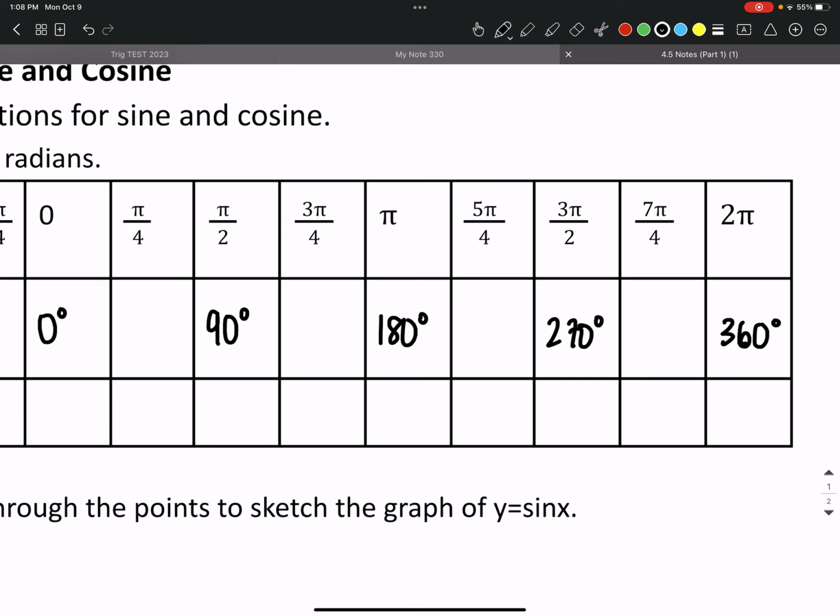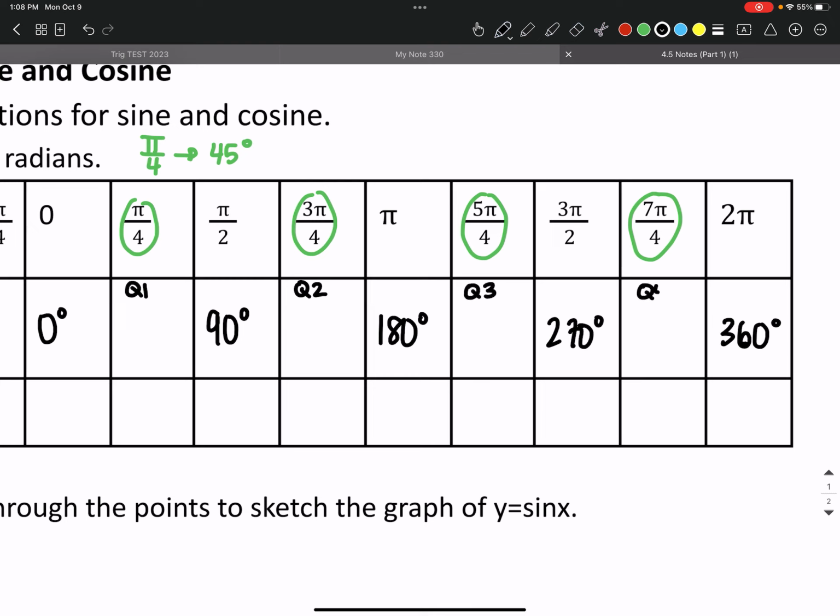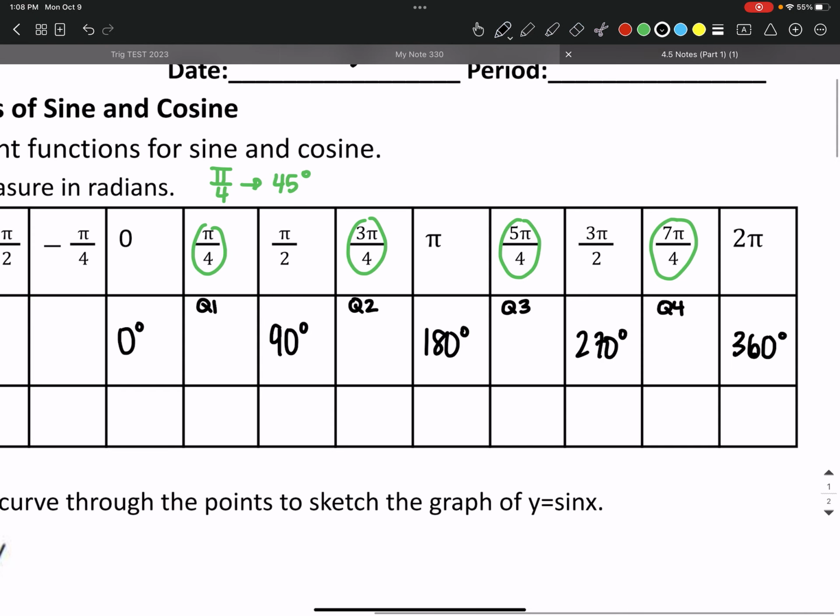For pi over 4, or all the other angles that I see, they all have a reference angle of pi over 4 because they have 4 in the denominator. I know that if I have a reference angle of pi over 4, then the reference angle is 45 degrees. For pi over 4, that's in the first quadrant. For 3 pi over 4, that's in the second quadrant. 5 pi over 4 is in the third, and then 7 pi over 4 is in the fourth quadrant, and they all have a reference angle of 45 degrees.